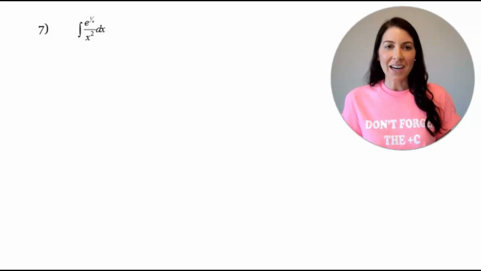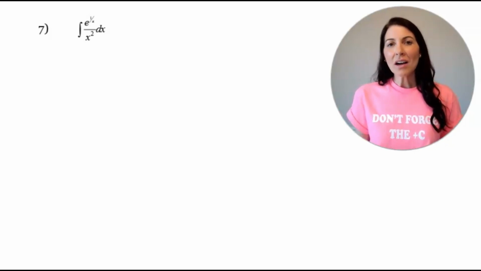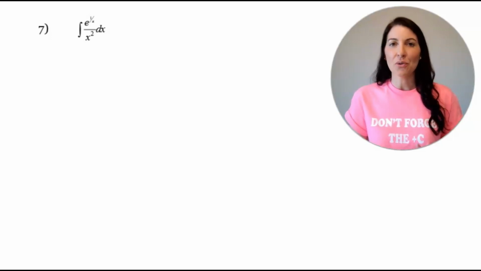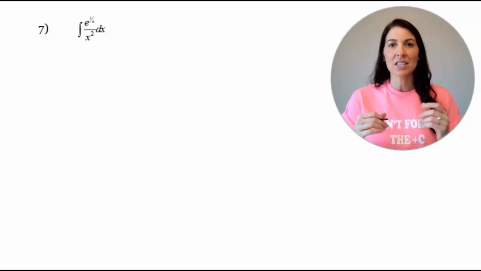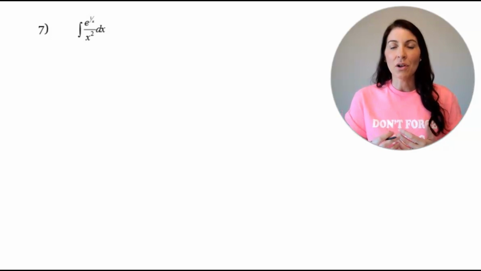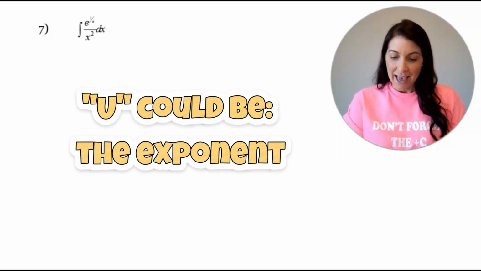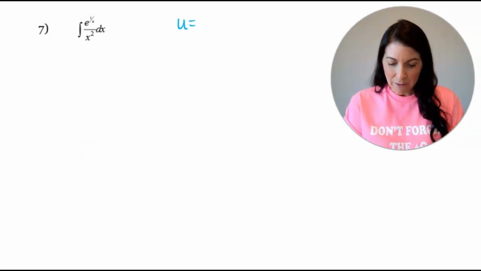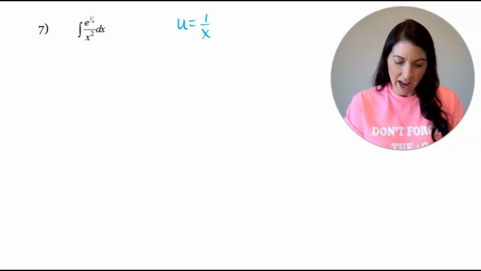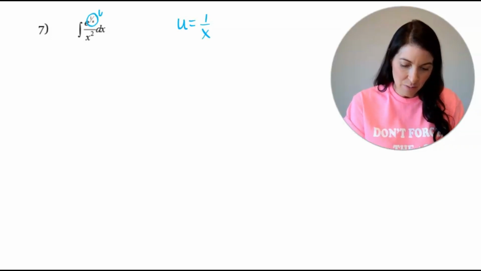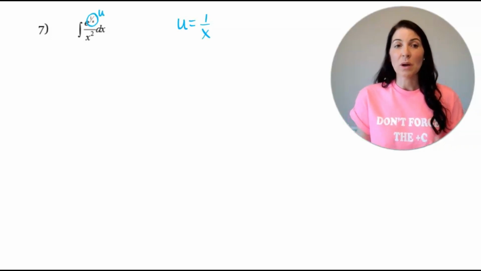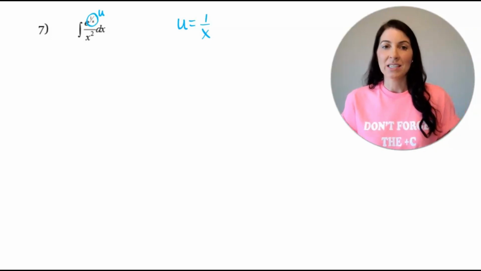All right, so in number 7, we have the integral of e to the power of 1 over x squared dx. And we've talked about where you can find your u in terms of inside parentheses or under a radical. Well, sometimes you may find your u as an exponent, and that's the case for number 7. So here I'm going to write my u as 1 over x. So I'm going to make the exponent be the u. So I will substitute in 1 over x for u.